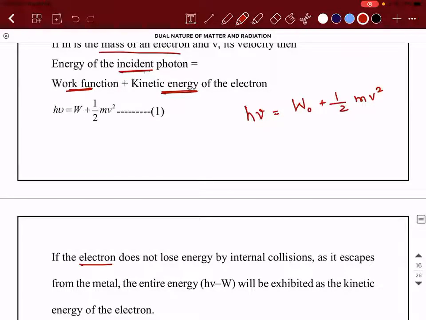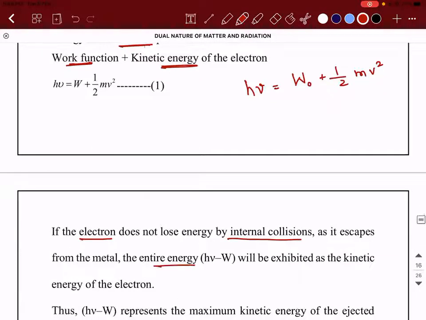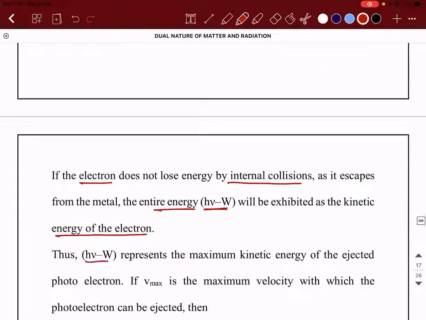If the electron does not lose energy by internal collision as it escapes from the metal, the entire energy h nu minus W will be exhibited as the kinetic energy of the electron. What they're trying to say is, during the process, the electron is trying to come out of the atom. If it is not undergoing any collision with the internal structure of the atom, then this value h nu minus W naught will get completely converted into kinetic energy. Then this h nu minus W naught represents the maximum kinetic energy of the ejected photoelectron.